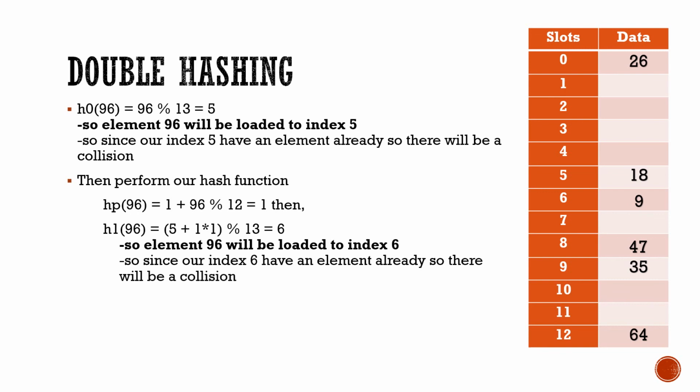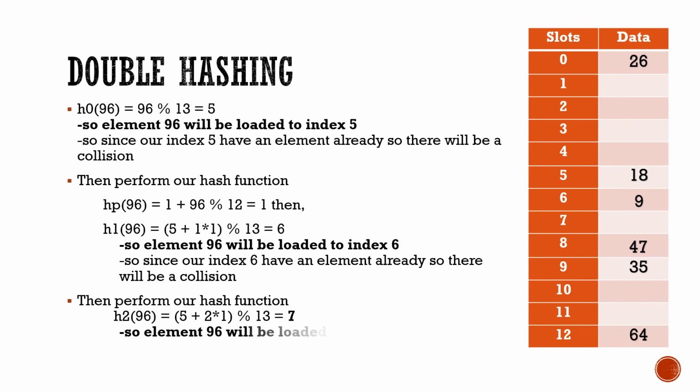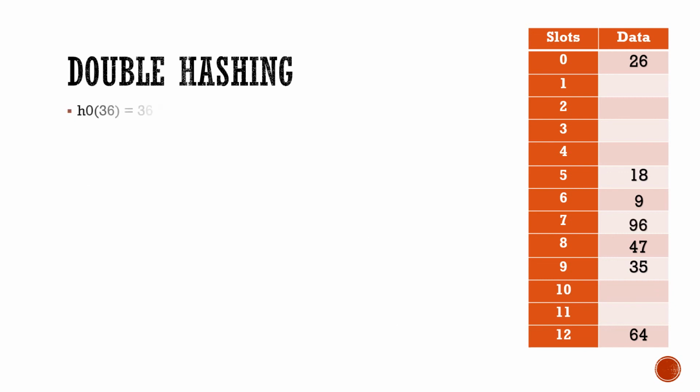Since index 6 has an element already, there will be a collision. Then perform our hash function. h2 of 96 equals 5 plus 2 times 1 modulo 13 equals 7. So element 96 will be loaded to index 7. h of 36 equals 36 modulo 13 equals 10. So element 36 will be loaded to index 10.